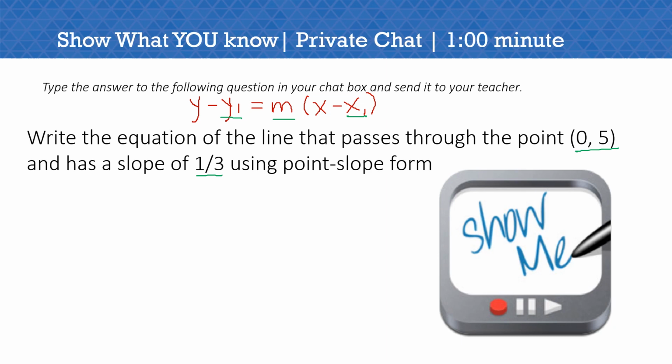So let's go ahead and see what this looks like. So we'll have y minus, we're going to use the y coordinate, which is 5, and then that's going to equal our slope, which they told us is 1/3 times the quantity of x minus our x coordinate, which is 0. So we really don't have to put that 0 there, but I'm going to put it in so you can see what it looks like. And that's our equation. That's it, guys.